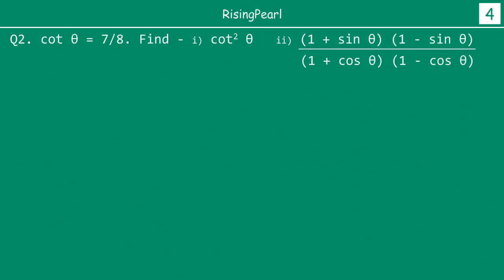Let's take a look at one of the questions. Now here cot theta is given to be 7 by 8, and the question has two parts. First one, we want to find the value of cot square theta, and then second we have to find out the value of a big expression. So how do we solve this question?